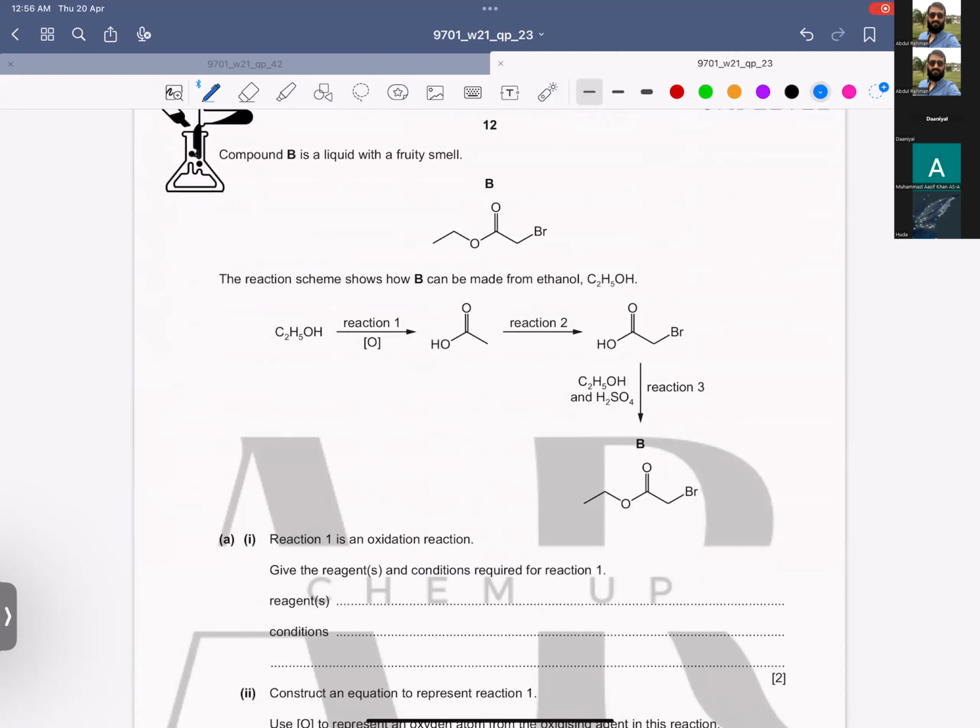Now compound B is a liquid with a fruity smell. See, we have that it's an ester. The reaction scheme shows how B can be made from C2H5OH. Reaction 1 is an oxidation reaction. Give the reagents and conditions required for reaction 1. So the same thing that I have told you.